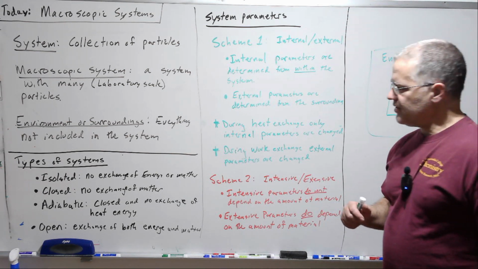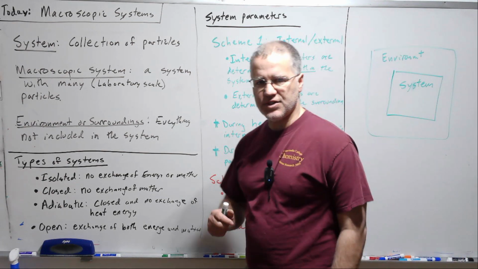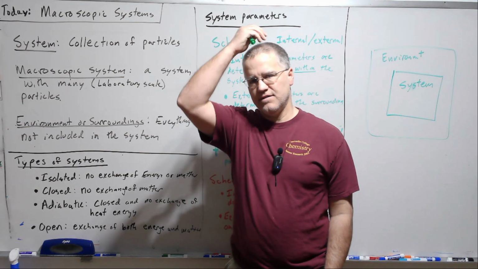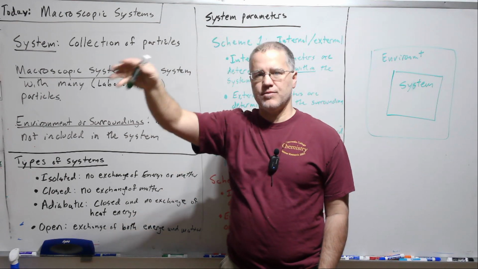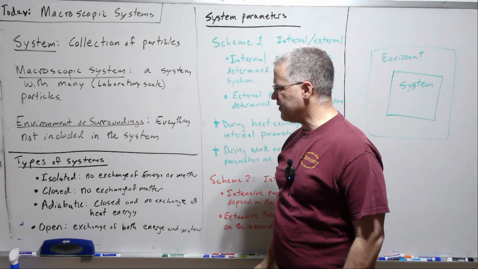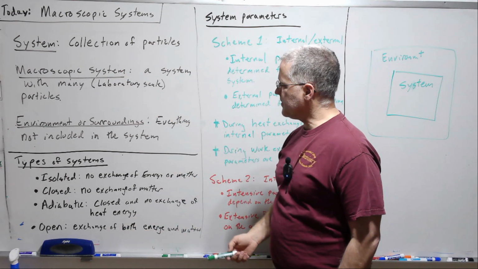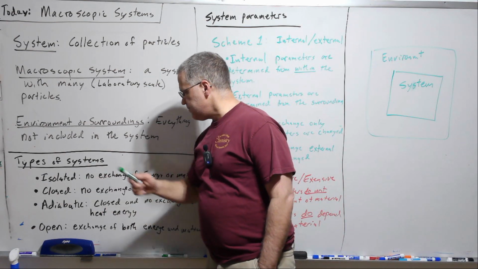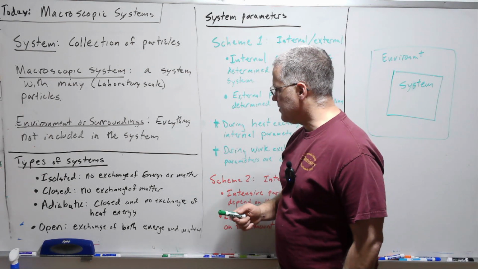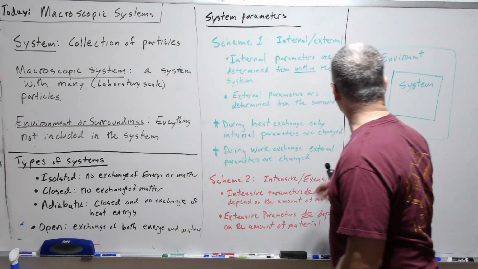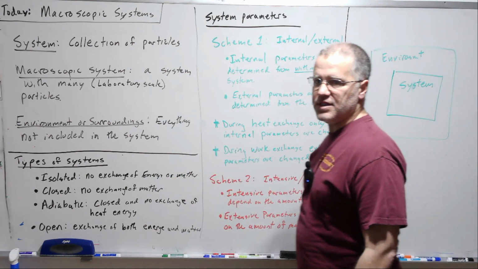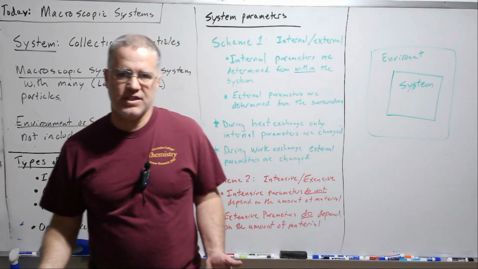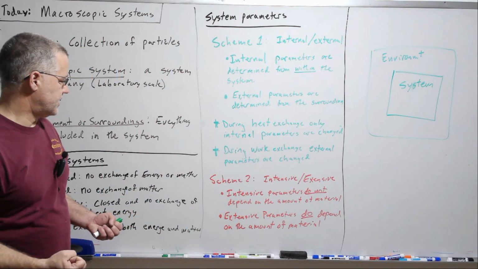All right, now there are certain types of systems, and we've talked about this already in an earlier video, so I'll go through this fairly quickly, but it's important to categorize. We have an isolated system, and this is where there is no interaction between the system and surroundings. So it's as if the surroundings don't even exist.